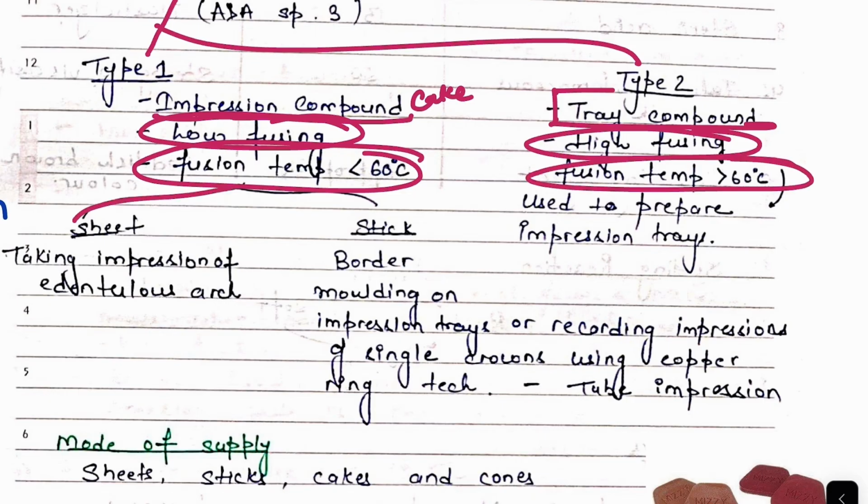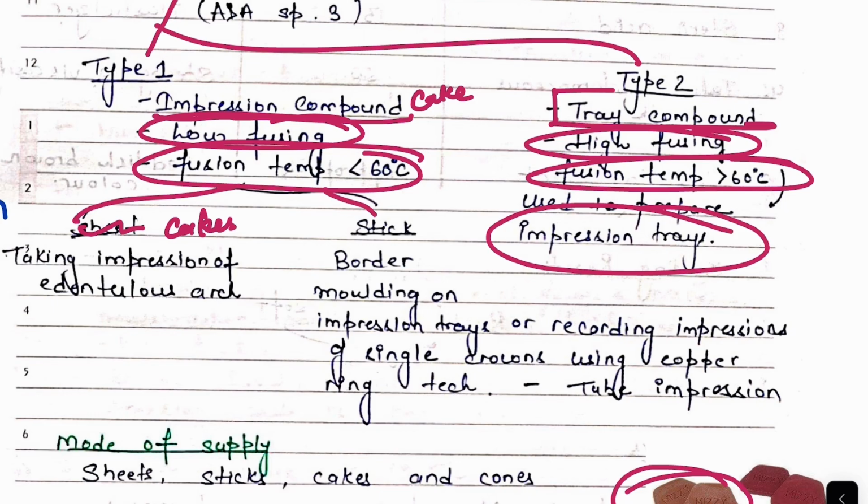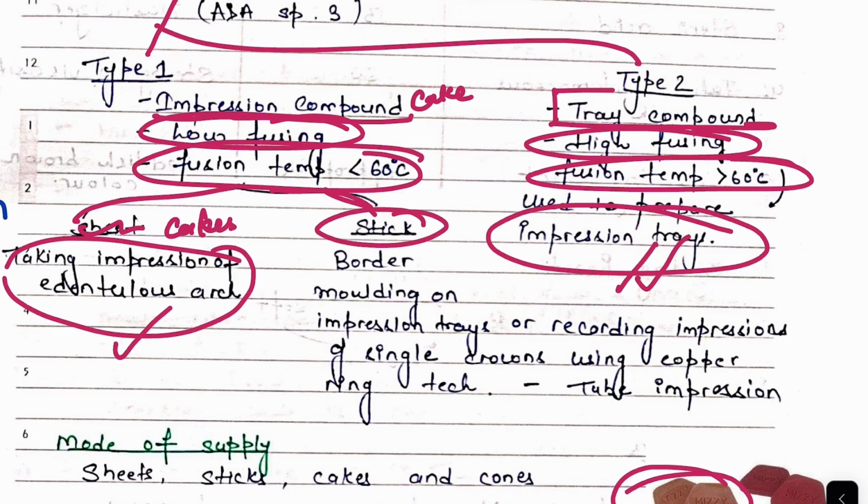Now it comes in two forms, cakes and sticks. Here you can see cakes, and this comes in a cube kind of format. It is used to prepare impression trays. Cakes are used to take impressions of edentulous arches. We have already used this. And sticks are used to take impressions of a single crown, and it is called the copper ring technique or tube impression.